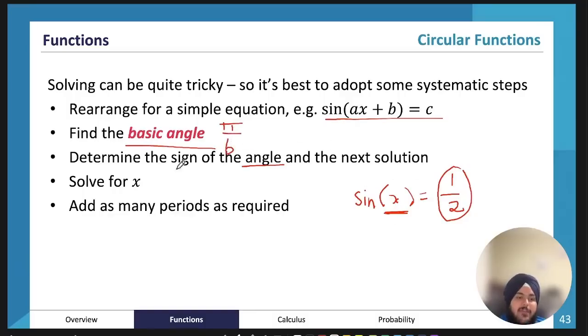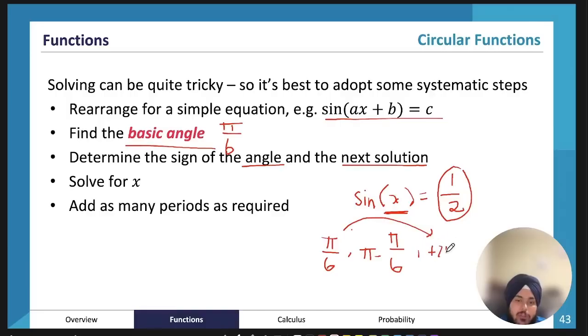And once we've done that, we need to solve for x. So essentially we find the next solution. What is the next solution here? The first solution in the first quadrant is going to be pi on 6. What is the solution in the second quadrant going to be? Well, it's going to be pi minus pi on 6, just using the symmetry properties again. Once you've determined two solutions, you can literally just add 2 pi to get to the next solution.